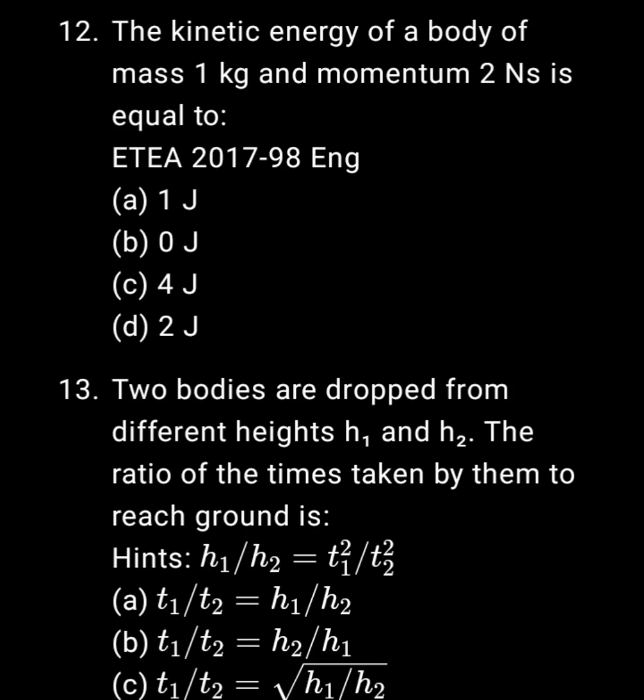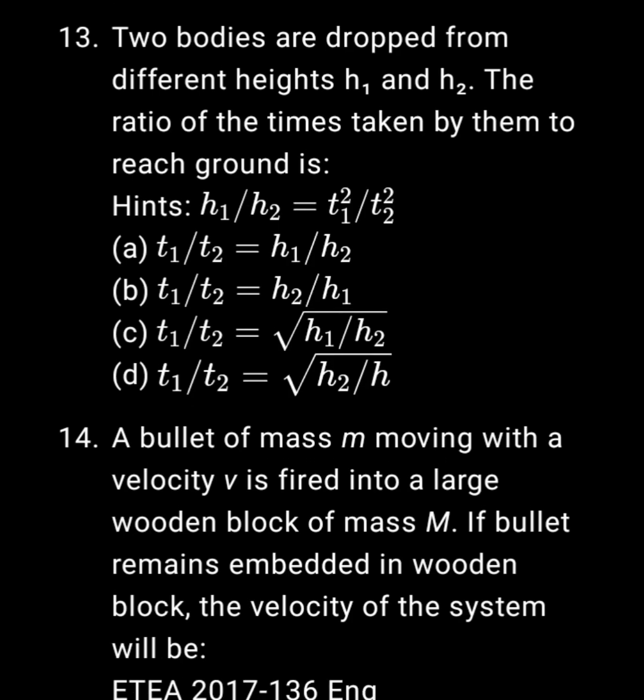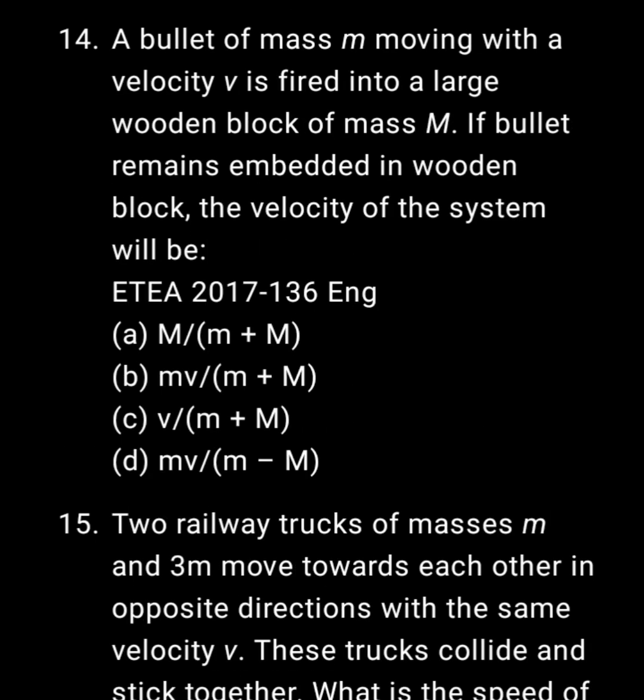13. Two bodies are dropped from different heights H and H. The ratio of the times taken by them to reach ground is, hints. A. B. C. D. 14. A bullet of mass m moving with a velocity v is fired into a large wooden block of mass M. If bullet remains embedded in wooden block, the velocity of the system will be ETA 2017-136 Eng. A. Mm plus m. B. Mv over m plus M. C. v over m plus M. D. Mv over m.